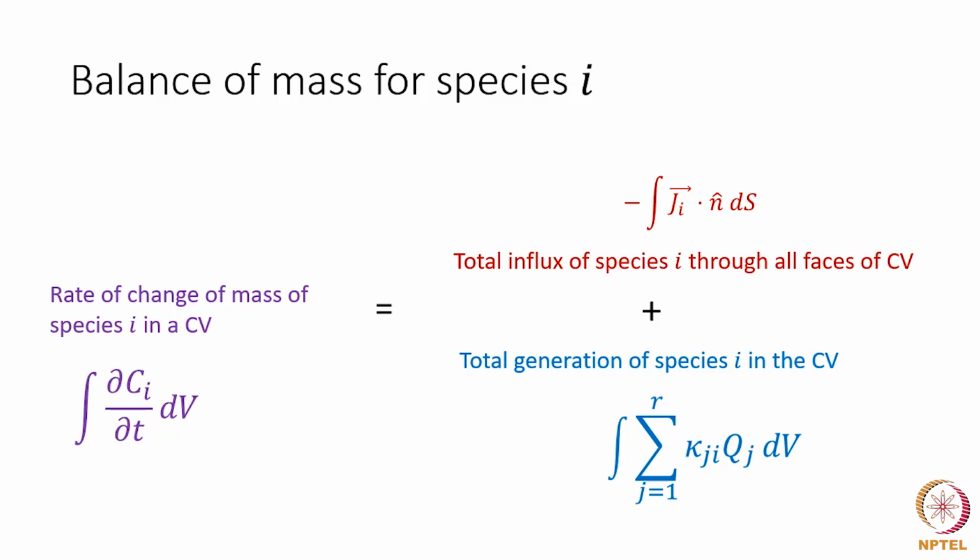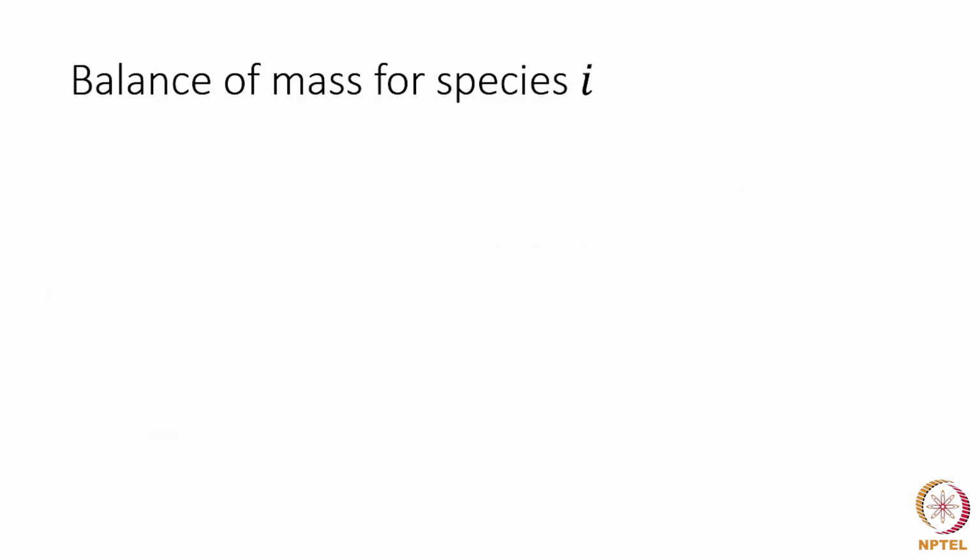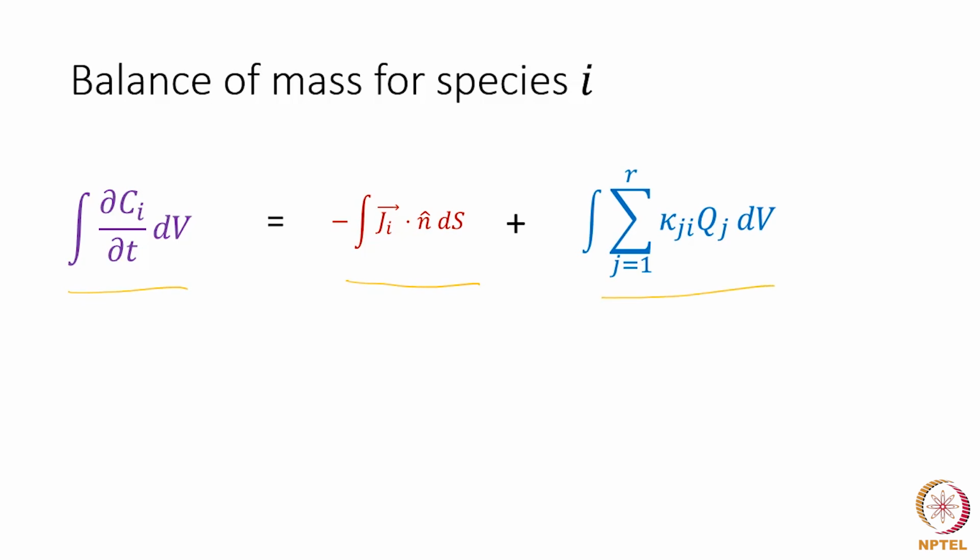So what we are trying to say is, if there is any increase in the mass of any species, it must be because it has come through the phases or it has been generated inside. There are only two ways by which the mass of any species inside the control volume can actually increase. So now we write this statement in an equation form, and that appears like this. Whatever is the increase of the mass in the control volume is equal to what has come inside from the phases plus what has been generated.